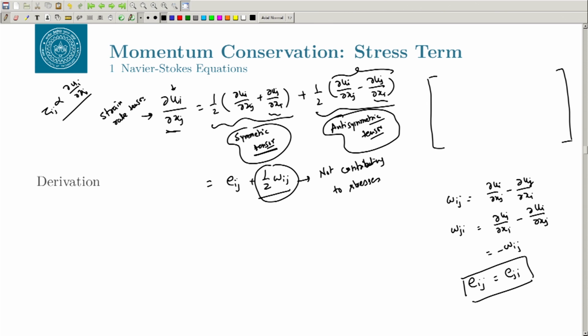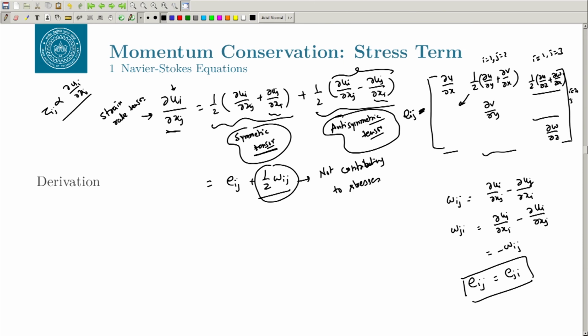So you can write the symmetric tensor here. The Eij can be written as basically del u by del x, here it will be half del u by del y plus del v by del x, because it is i equal to 1, j equal to 2. Then i equal to 1 and j equal to 3, that will be half del u by del z plus del w by del x. And similarly, you can write the entire strain rate tensor. So this will be del v by del y, this will be del w by del z, this quantity will be similar to this, and you will have some more quantities here, and then you have the quantity which is i equal to 2 and j equal to 3, right.